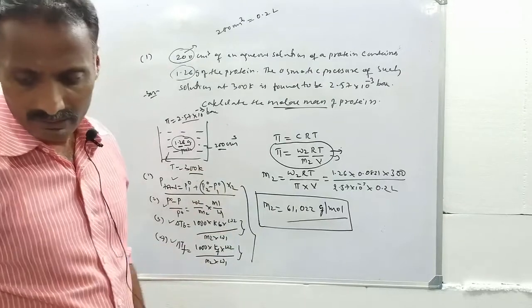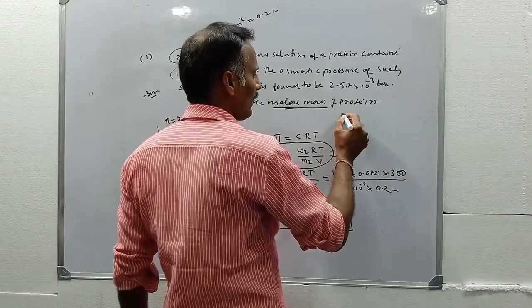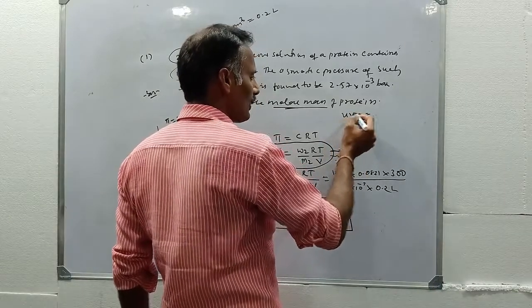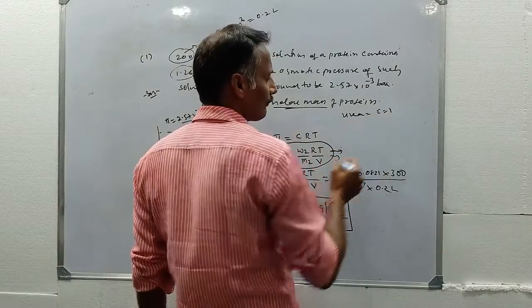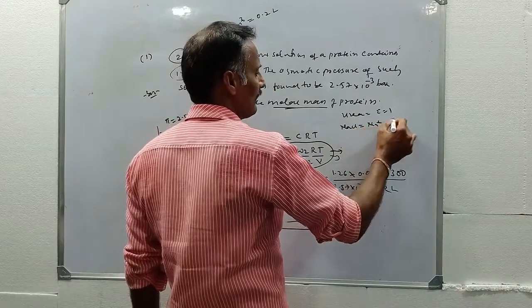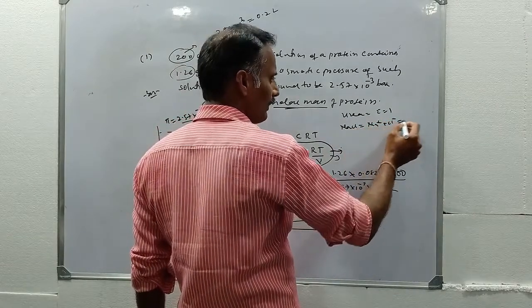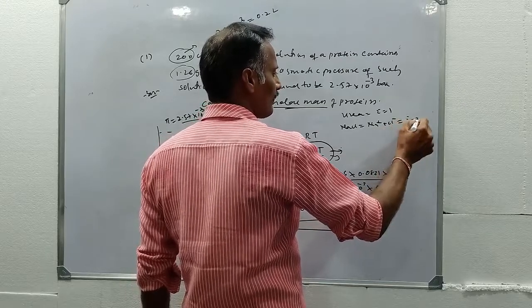In the case of simple questions, urea and sucrose (sugar) are non-electrolytes, and for non-electrolytes i equals 1. NaCl gives Na plus and Cl minus ions, so its i value equals 2. Here i is nothing but the van't Hoff factor, which equals 2.